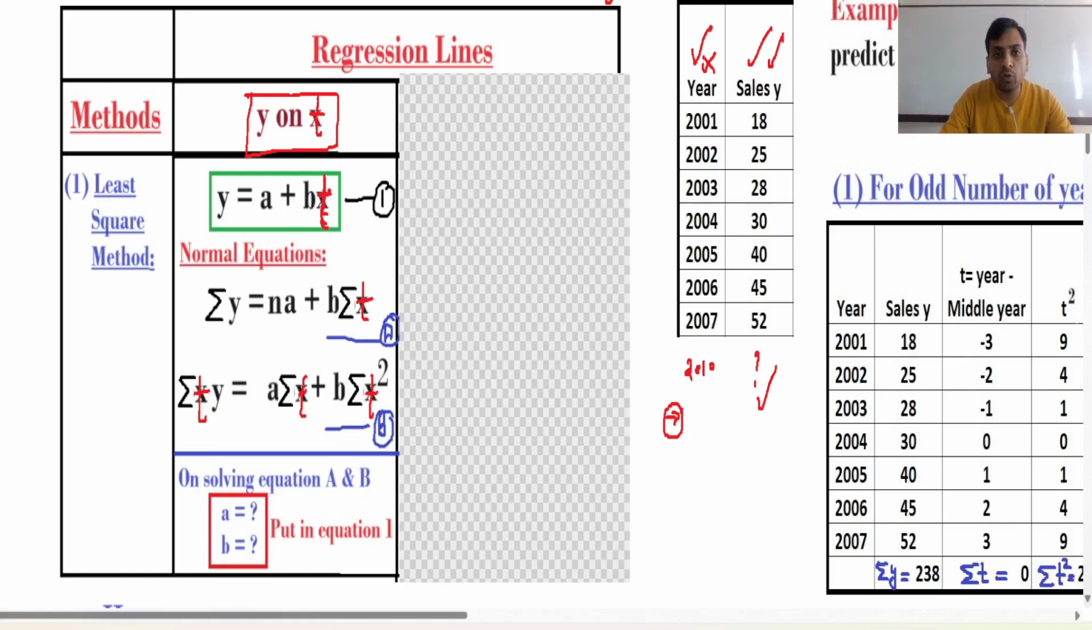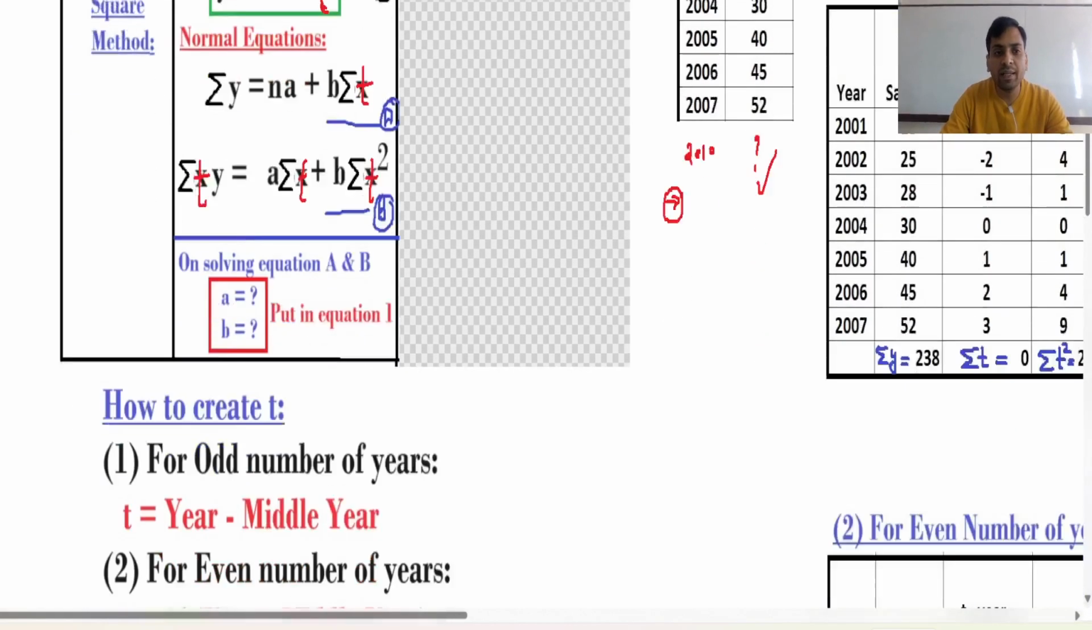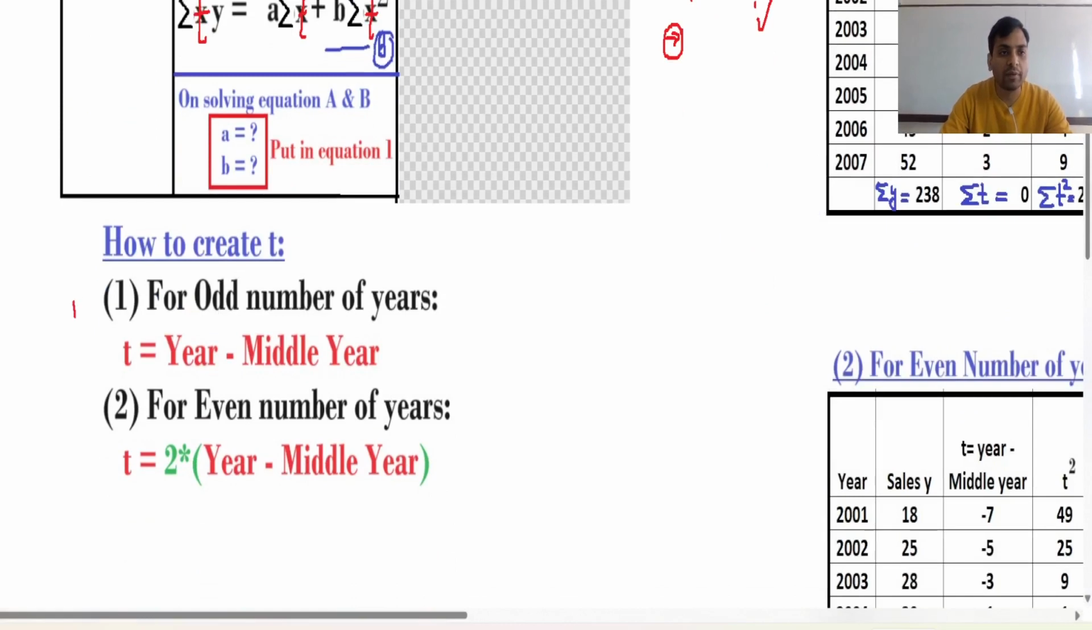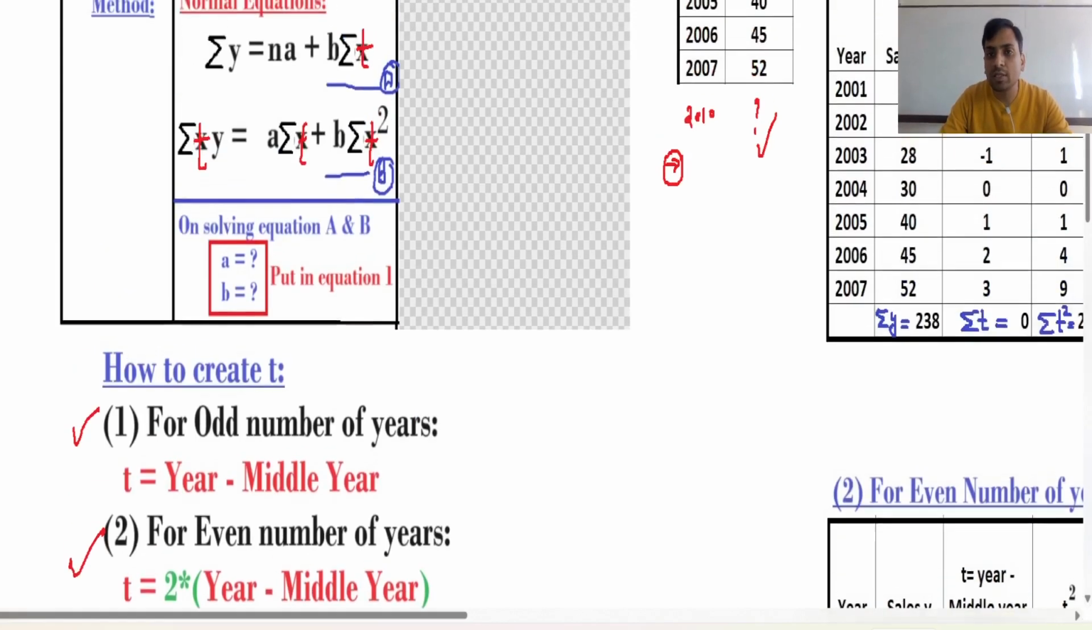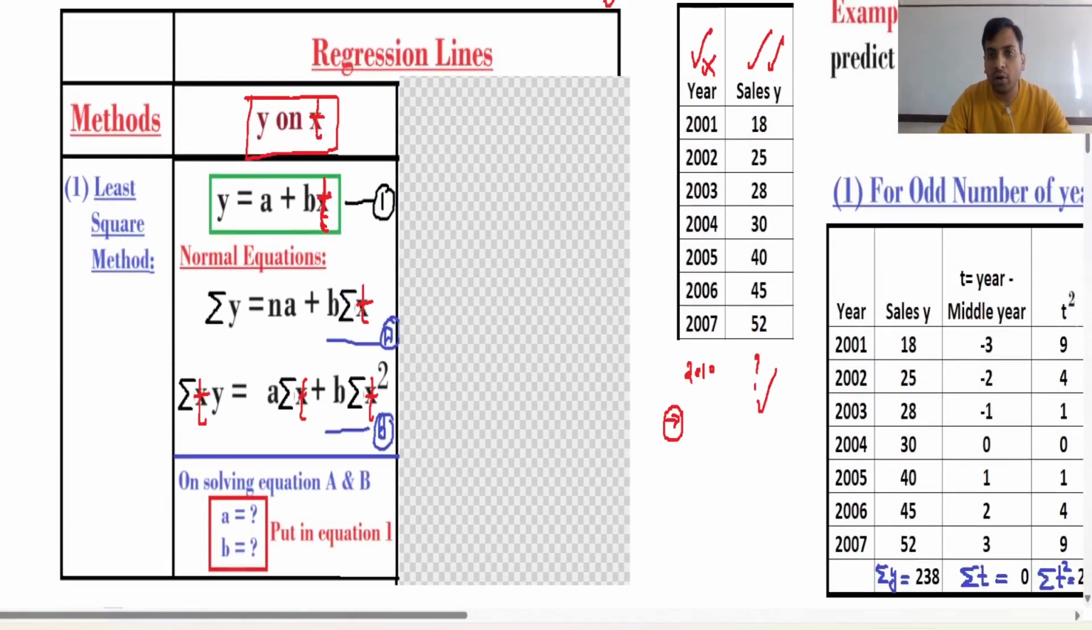So how to create t? The main motive is how to create t. So we have this odd number of years, though there may also be an even number of years. So we will create t by using these two concepts. First, for odd number of years, t equals year minus middle year, and if the data is for even number of years, then we will use 2 into year minus middle year. So this is an odd number of years, and we can find t equals year minus middle year. In this case, middle year is 2004. So we will subtract this 2004 from all these years.